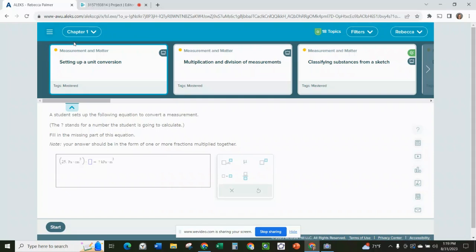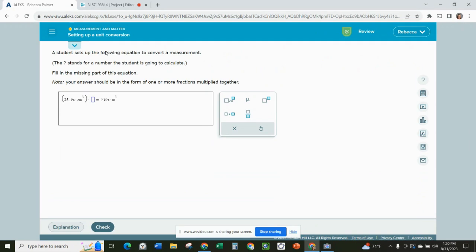Unit conversion questions. So this one is setting up a unit conversion in chapter 1. What we're trying to do, all we have to do is put the units. We don't have to do anything with calculating this. But we do have to put the correct value next to our unit. So our unit, whatever unit we want to end up with over here, we have to put on the top. So that's how I do this problem.